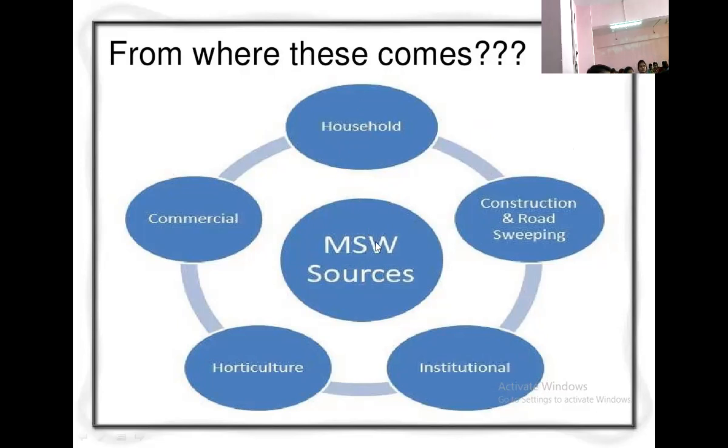These are the sources: from households, from the commercial areas, commercial buildings, horticulture, institutional, construction and road sweeping. This all comes under municipal solid waste sources. The municipal solid waste collects this solid waste from these various sources, from households, commercial buildings, horticulture, institutional buildings, construction and road sweeping. And this solid waste is collected by the municipalities, where solid waste management is done by the authorities, regarding the municipal solid waste sources.